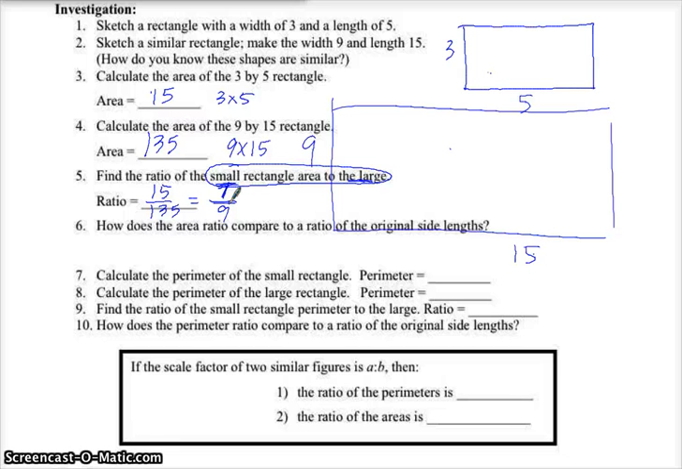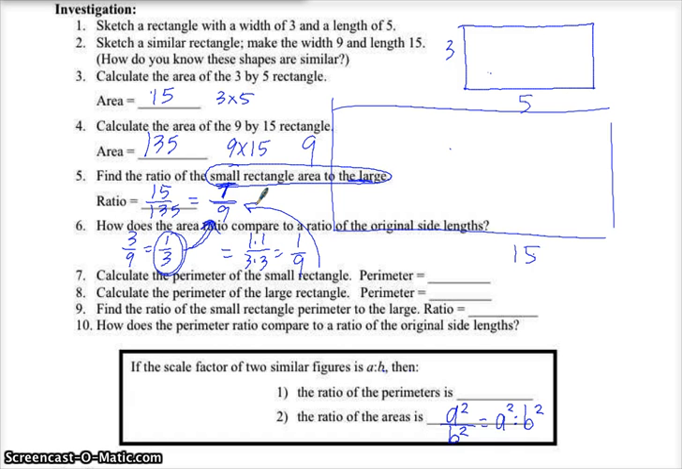Well, we said the original side lengths 3 is to 9, that was a 1 to 3, right? The large one was 3 times as big. But the area is what? Well, it's this dimension squared. So if the scale factor of two similar figures is A to B, then the ratio of their areas is A squared to B squared. If we took 1/3 and squared it, 1 times 1, 3 times 3, that would give me my area ratio.